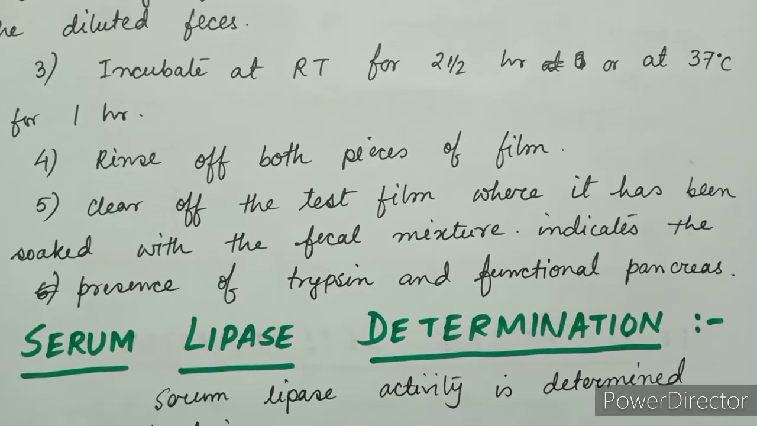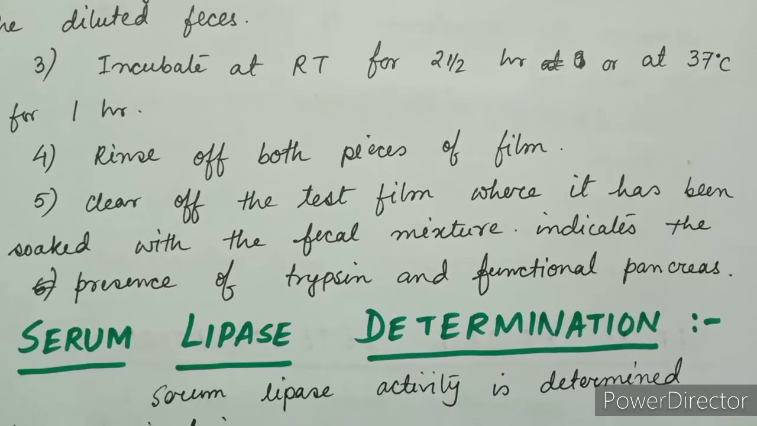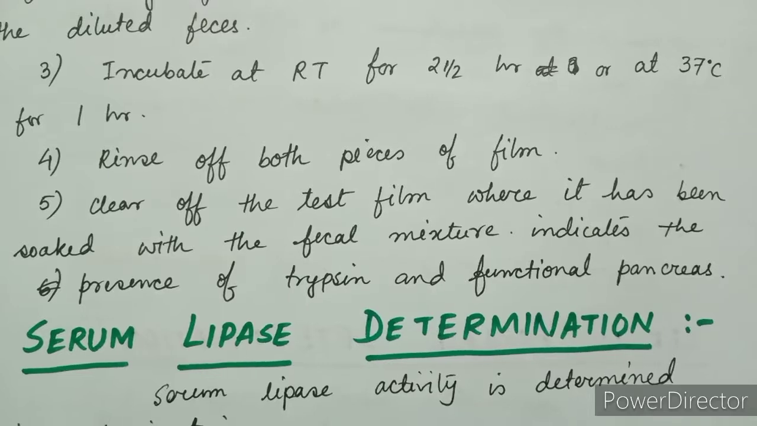Then rinse off both pieces of film. Clear of the test film where it has been soaked with the fecal mixture indicates the presence of trypsin and functional pancreas.